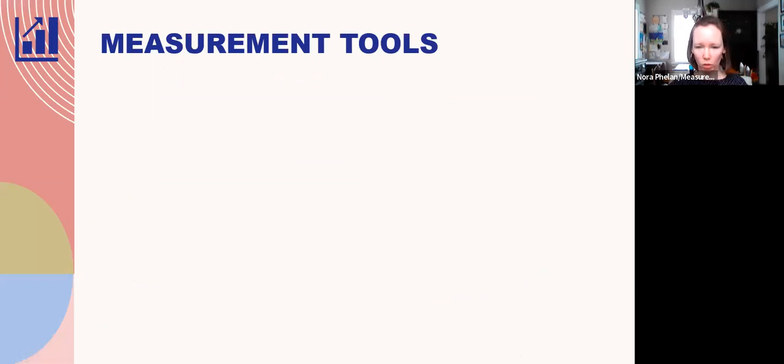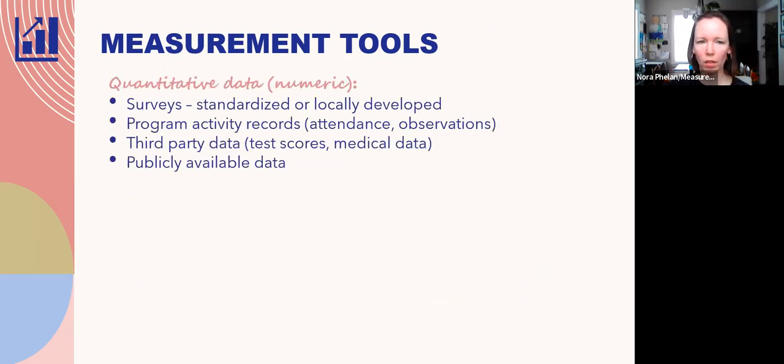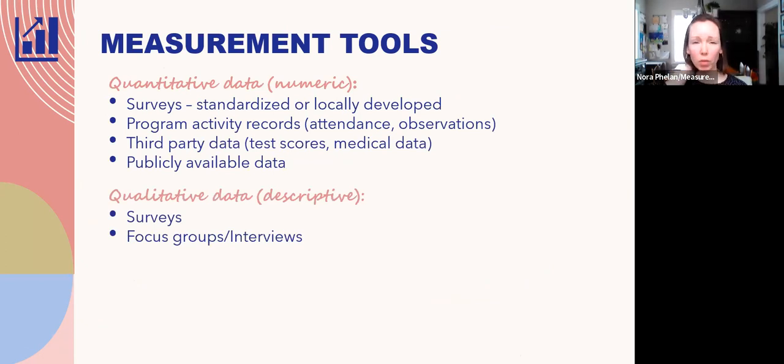Okay, so measurement tools, as Laura brought us into. That really is the next step you need to think about while you're thinking through goals and trying to finalize how exactly they're going to be worded and what's going to be measured. There are two main types of data you'll likely be looking at. There's quantitative data, which is numeric, and the tools you use can vary from surveys, which may be standardized or locally developed.